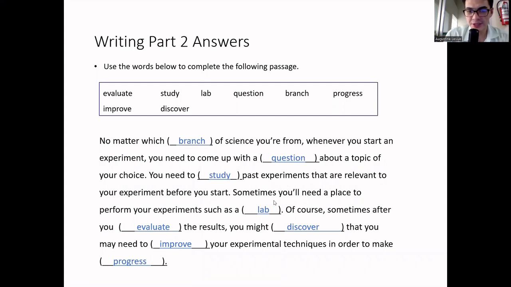All right. Sometimes you'll need a place to perform your experiments, such as a lab. Of course, sometimes after you evaluate the results, you might discover that you may need to improve your experimental techniques in order to make progress. So experimental techniques is like how you research something or how you experiment on something, what kind of tools you use and how you use them. So yeah, those are the answers for this writing segment of this unit.